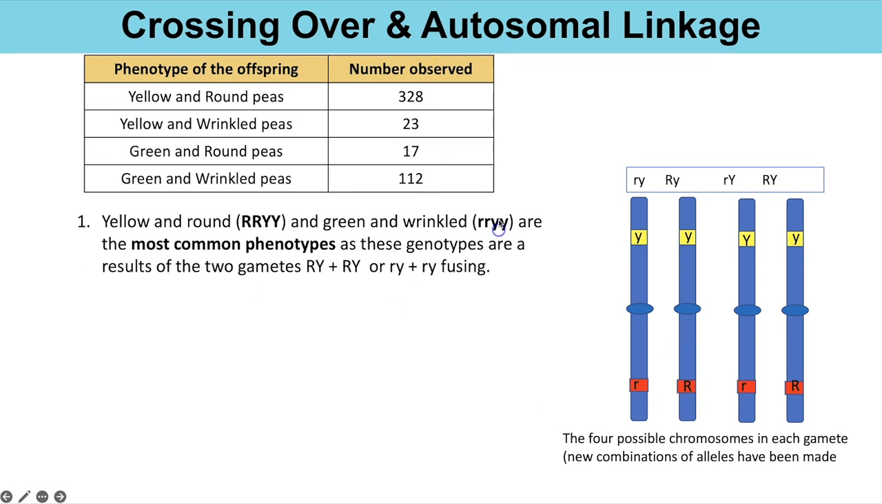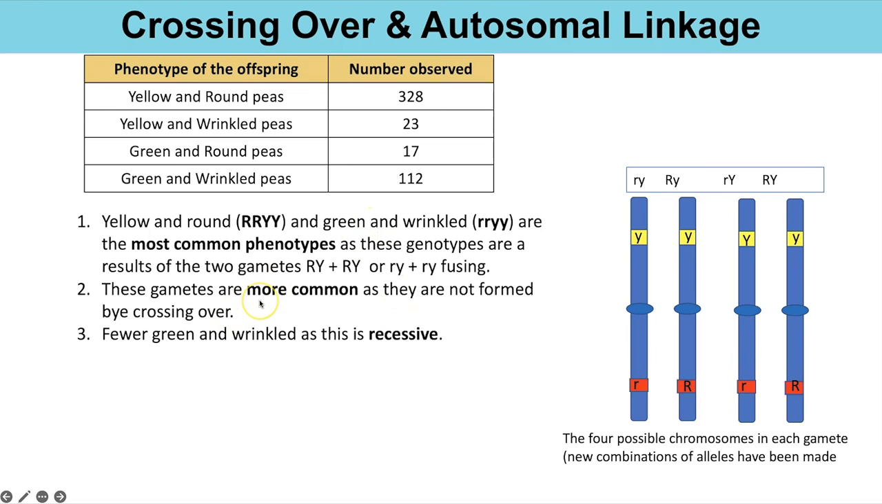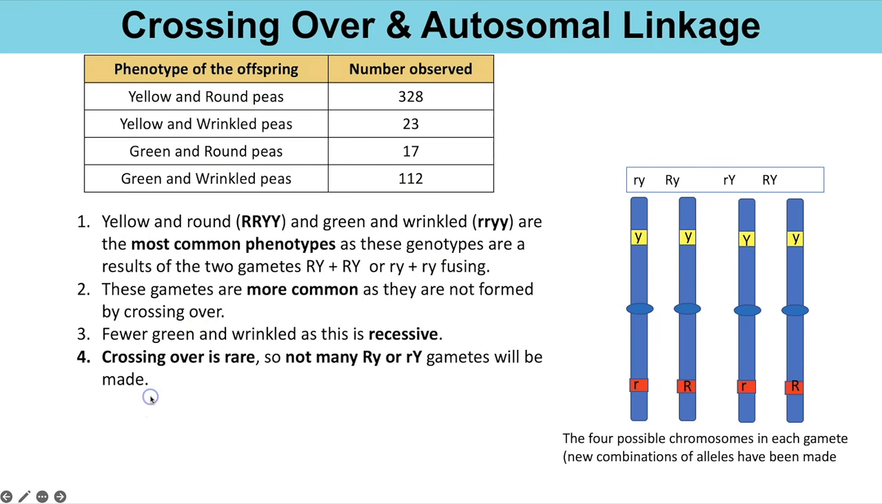So to explain these results then, we'd have to say yellow and round and wrinkled and green are the most commonly observed because those are the genotypes that are a result of fusing the capital R and Y and the lowercase r and y together. And those were the ones that are most common because they were not formed by the crossing over, and crossing over is actually quite rare. Now, out of the yellow round and green wrinkled, we've got fewer green and wrinkled because that's the recessive combination. So you'd have to have 2 copies of the r's, 2 copies of the lowercase y's to be green and wrinkled. So that's why there's fewer green and wrinkled compared to yellow and rounds.